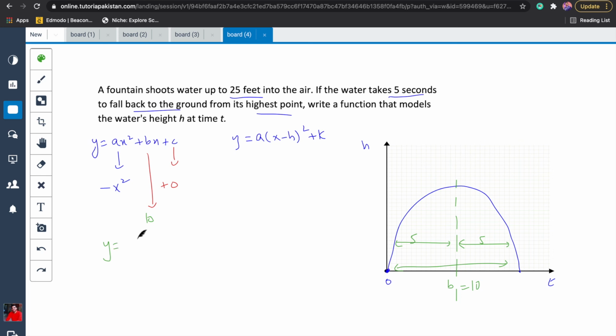So our equation will look something like this. Y equals minus x square plus 10x plus 0. You don't need to write the 0. This is our equation. See, this was an interesting question.